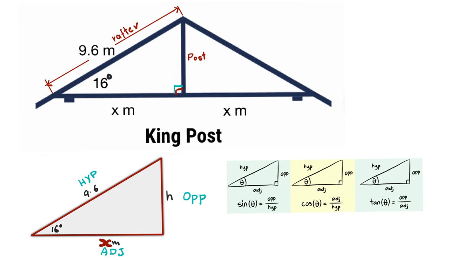We do not have any information about the opposite post, so neither sine nor tan is useful to us. We can use adjacent and hypotenuse because we want to find x, being the adjacent, and we know what the hypotenuse is: 9.6. So we will use the cos ratio.